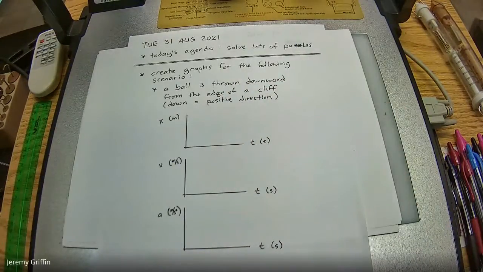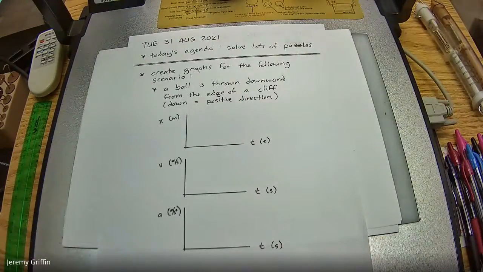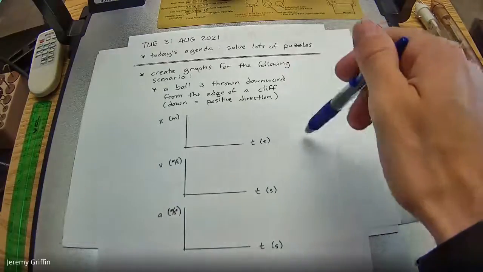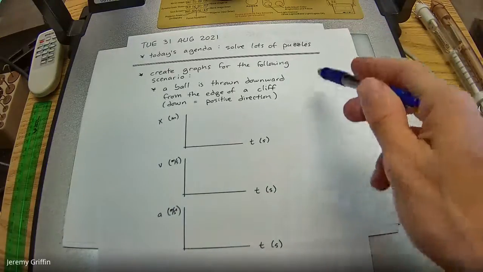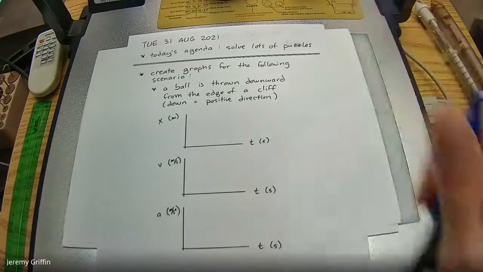I'm pretty much going to pull them off this page with the boxes because I like my questions more than your book questions. I think they're more encompassing. You get more out of those. So that's what we'll do. All right. So did you guys solve the graphs for this scenario? A ball is thrown downward from the top edge of a cliff. Let's call it down the positive direction.